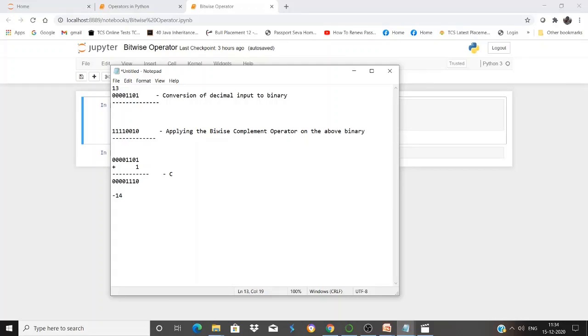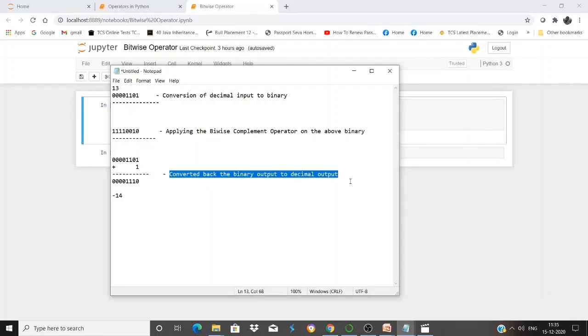And the third part is the entire third part, in which we converted back the binary output to decimal output. So these are the 3 steps. In the first step, we converted the decimal input to binary input. Then we applied the bitwise operator on the binary input to get the binary output, and then we converted the binary output to decimal output. So that's how it works.